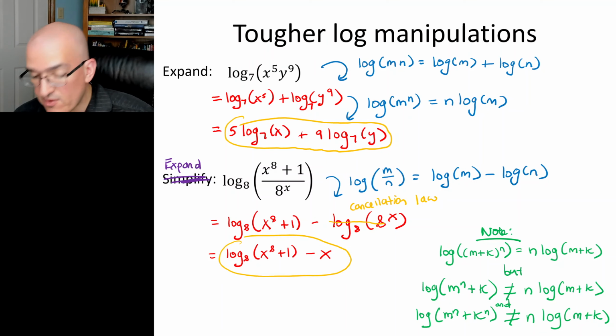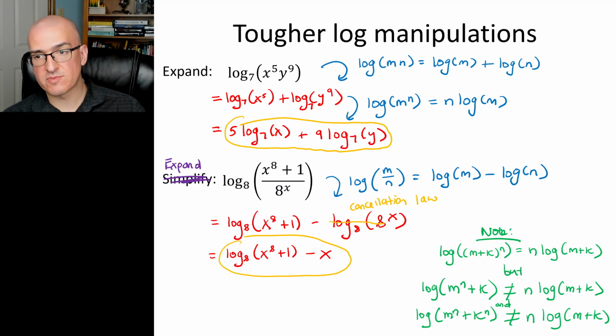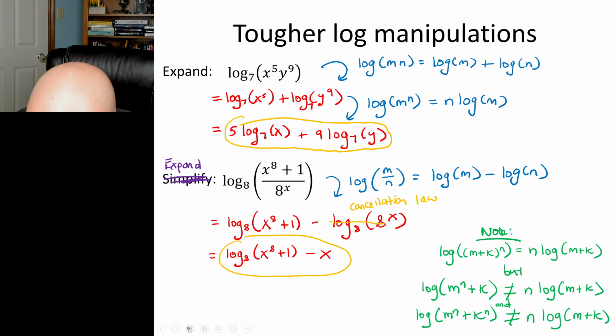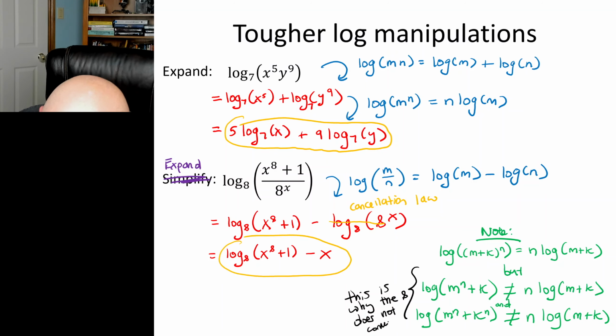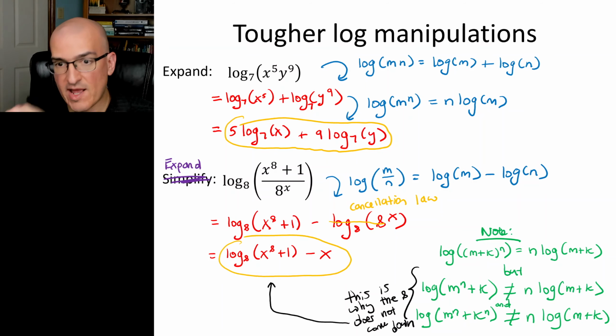You can't bring the n down there either. It's only in the first case, where the entire argument of the log function is raised to the power of n, that you can bring that power down in front. So you have to watch that. That's why we're not bringing the 8 down. So this is why we cannot bring it down. This is not x plus 1 all to the 8.